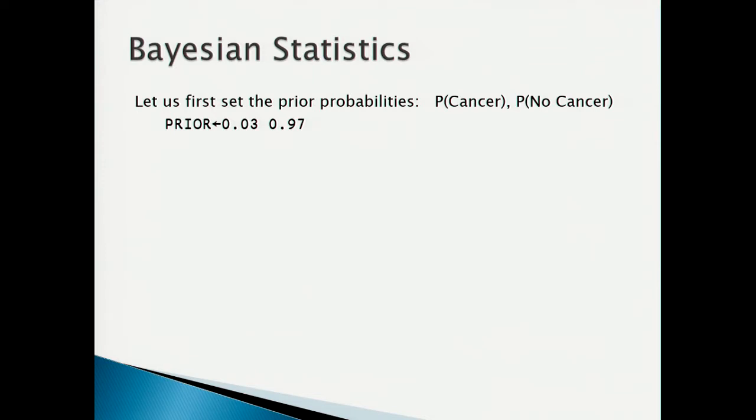In drug trials, well, actually in tests, let's say that there's a test out there for cancer, and you take the test and it comes up positive. Do you have cancer if the test comes up positive, basically? So here we set the prior probabilities in Bayesian statistics. So we have a two-item vector, the probability that you have cancer and the probability that you don't have cancer.